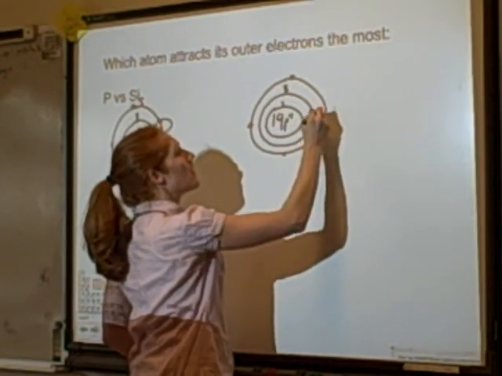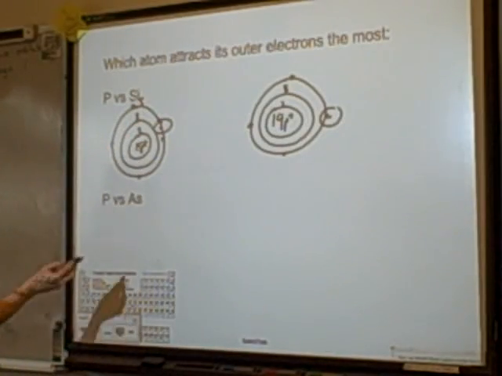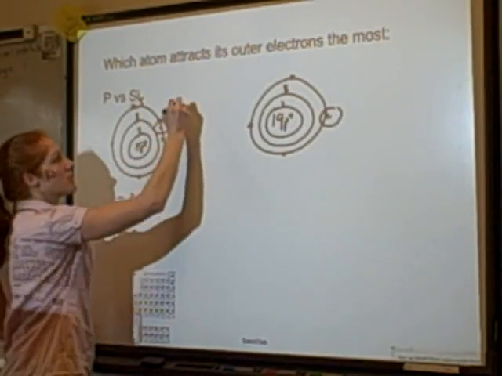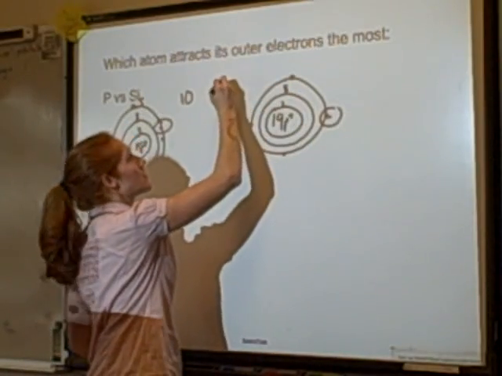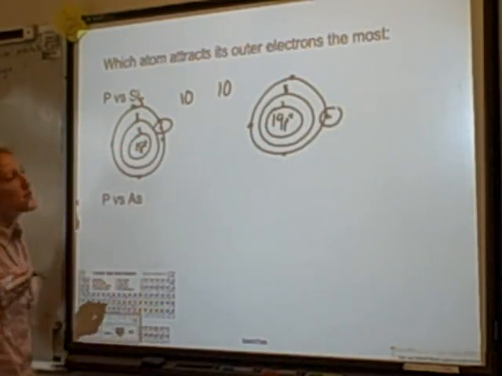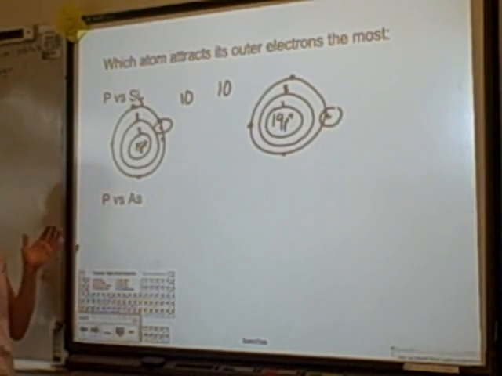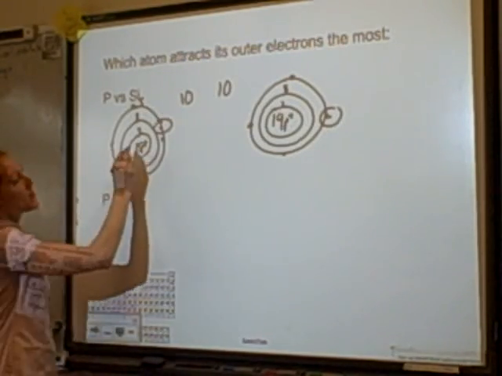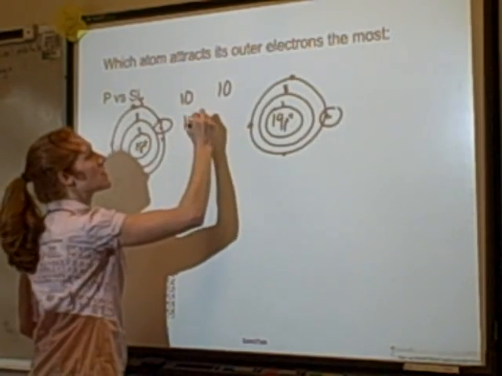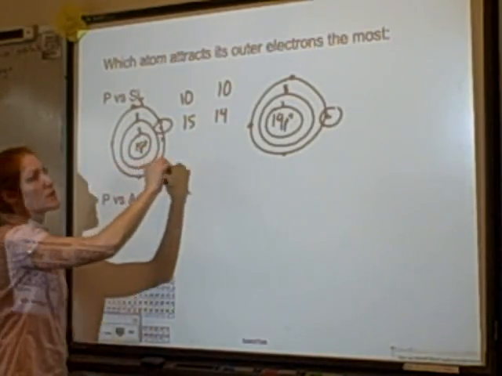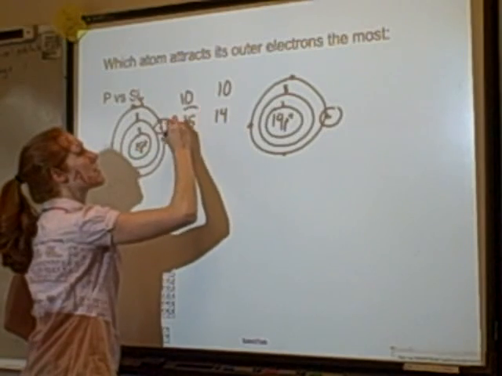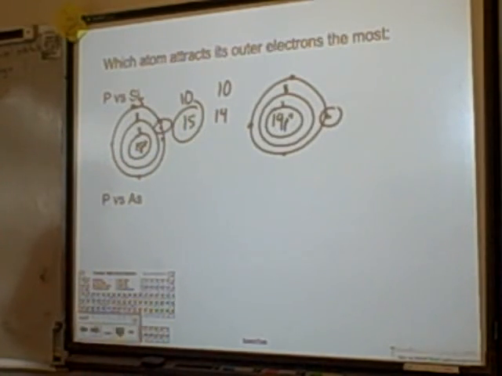And the first thing we look at is shielding electrons. There are 10 shielding electrons for the phosphorus, and there are 10 shielding electrons for the silicon. So they're the same based on the shielding; they have the same number of shells. So then you look at the protons, 15 protons versus 14. Well, a positive 15 charge is more attractive for that outer electron than the positive 14. So this is going to attract its electrons the most. So phosphorus attracts the most between those two.